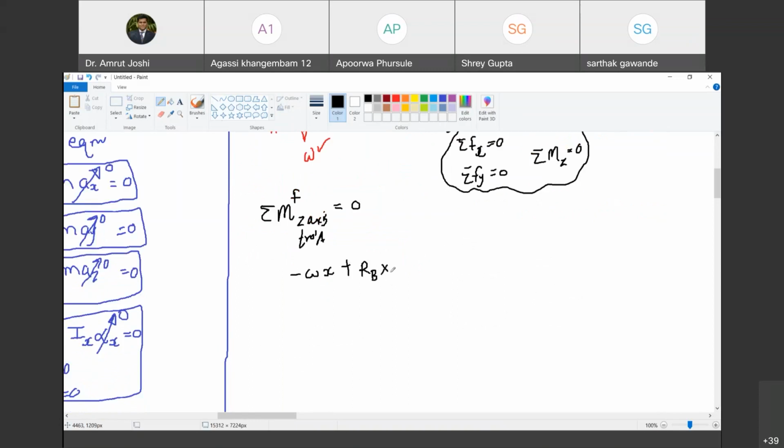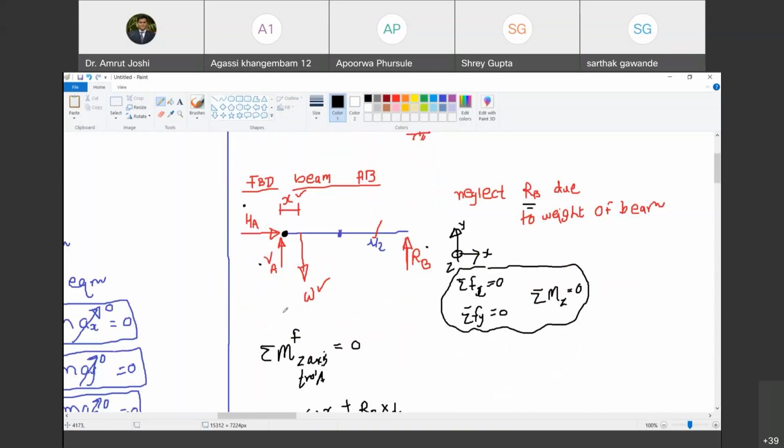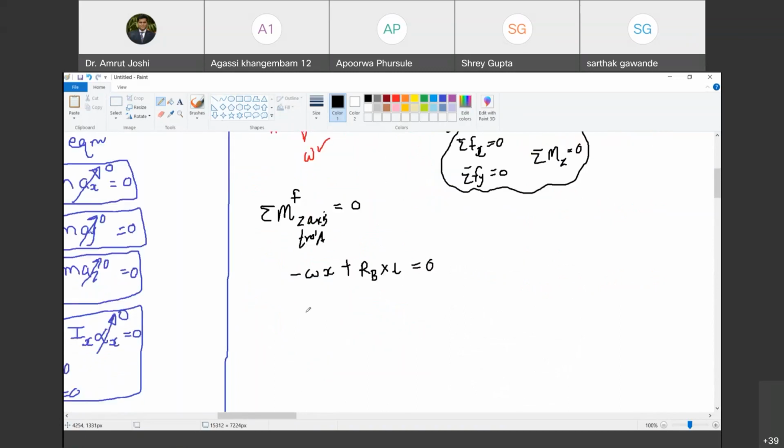Do you agree with me? Yes, sir. What is the moment of VA and HA? 0, because they pass through that point. Taking the moment about A, their perpendicular distance of their lines of action from A is 0. So HA and VA do not contribute. So I directly get this equal to 0. Consequently, I get RB in terms of known quantities.